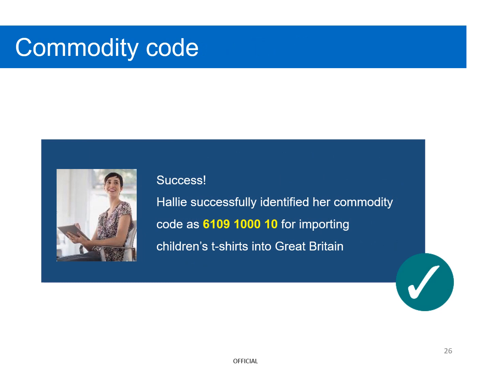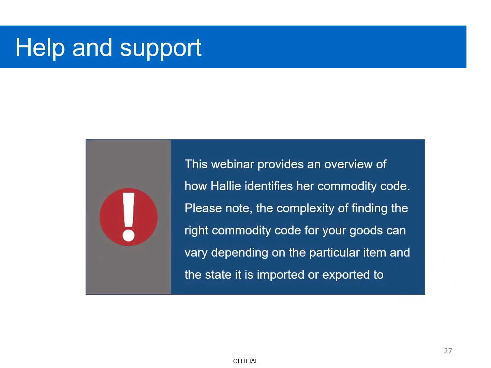Now Hallie has identified the correct commodity code, she now needs to identify the correct procedure code. This webinar provides an overview of how Hallie identifies her commodity code. Please note the complexity of finding the right commodity code for your goods can vary depending on the particular item and the state it is imported or exported to.